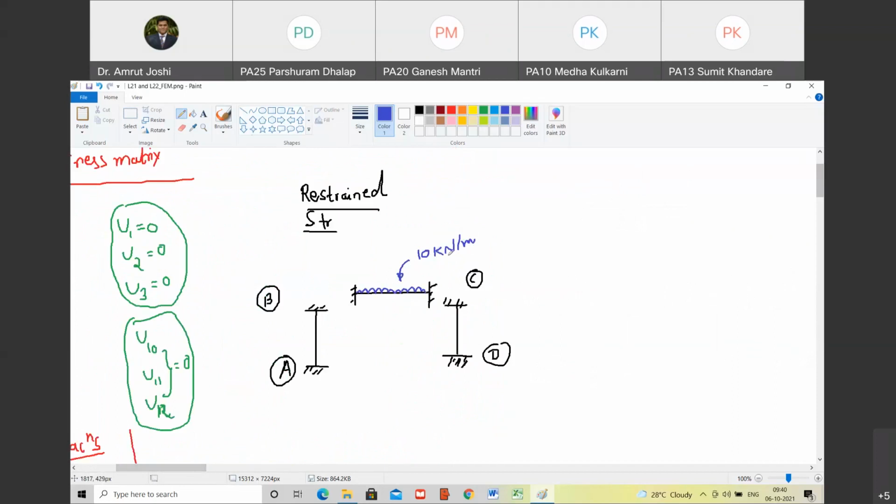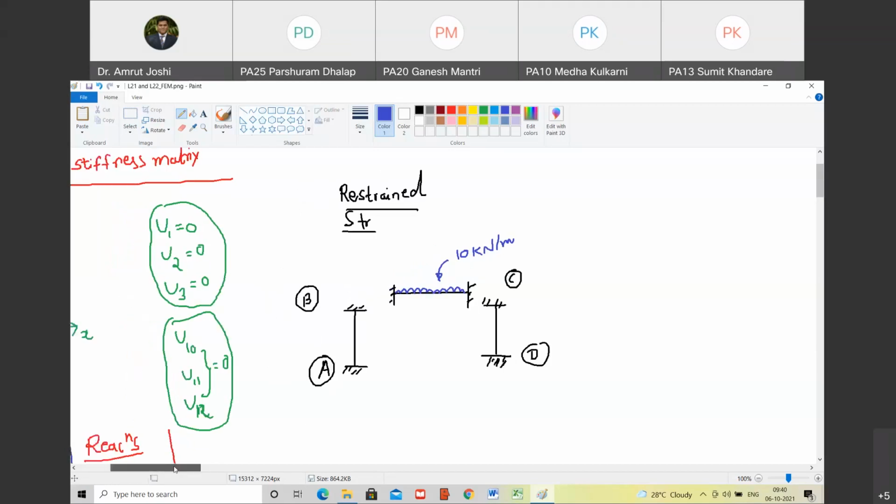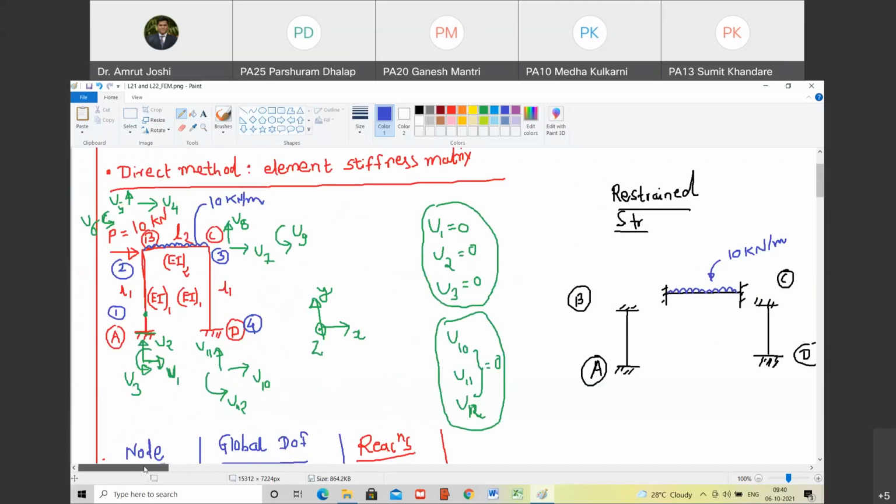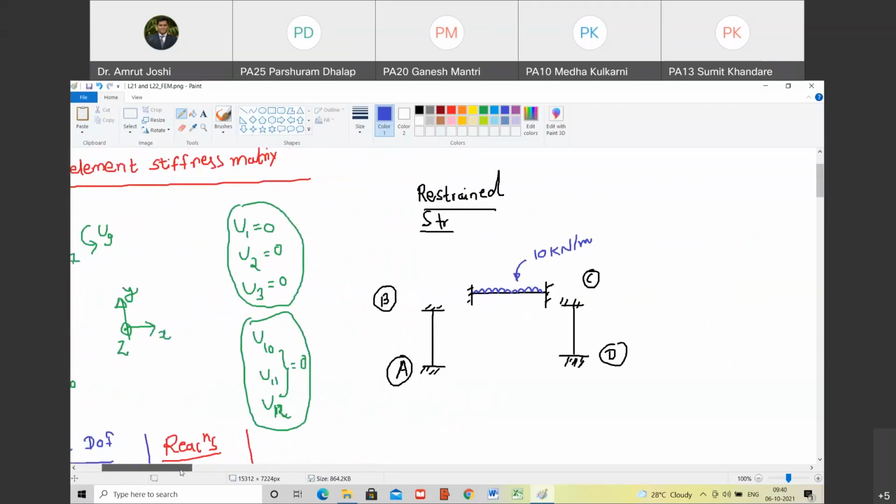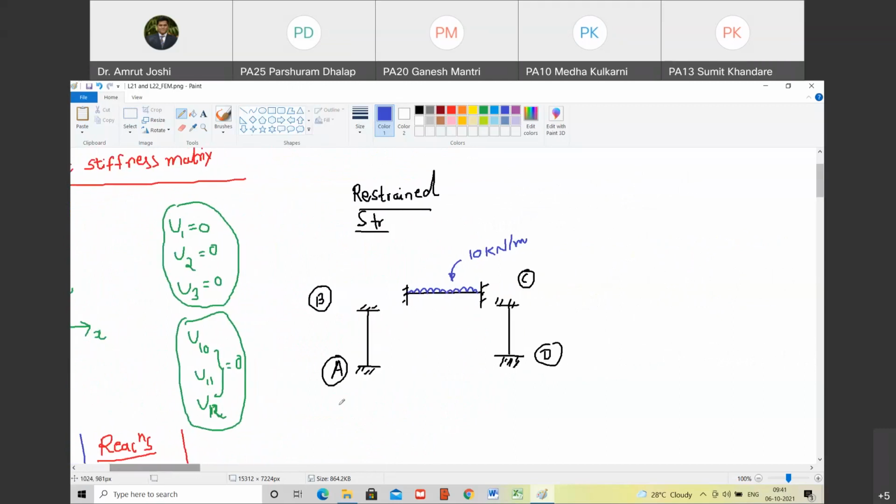Yes, sir. Now, what do we do in this restraint structure then? In this restraint structure, we find out the reactions. Happy? Yes, sir. So what are the reactions? Let us have a look at all the reactions that we are interested in. Are you with me? Yes, sir. So first of all, I am going to have a reaction corresponding to this 10 kilonewton per meter.